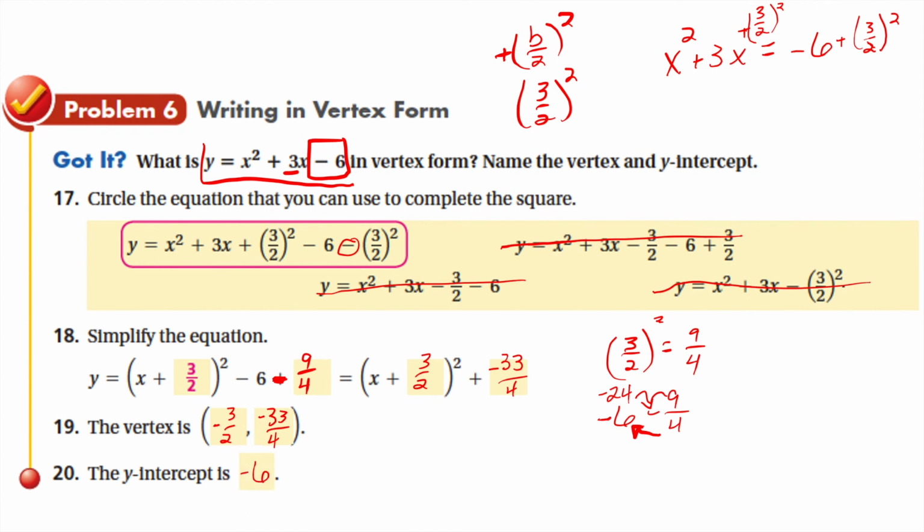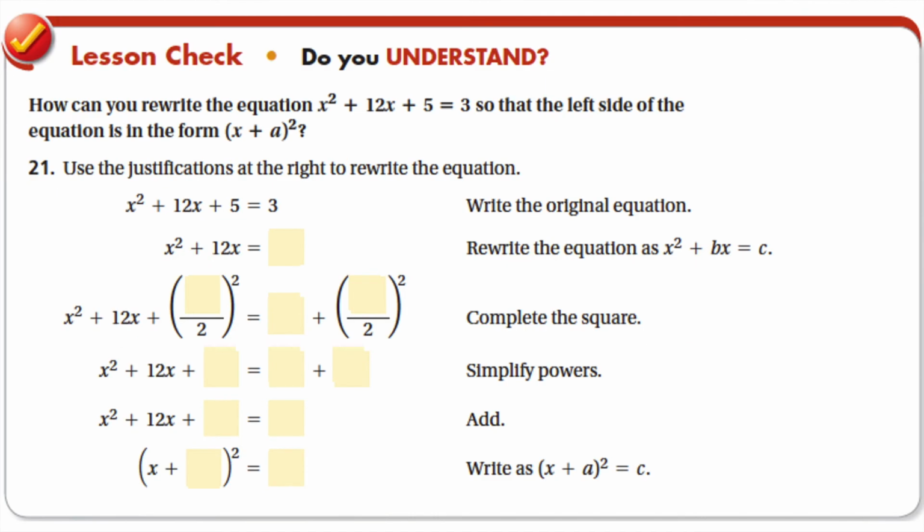Great work. And we finally made it to the lesson check. How can you rewrite the equation x squared plus 12x plus 5 equals 3 so that the left side of the equation is in the form x plus a squared? In other words, we completed the square on the left-hand side. Well, if that was the case, I'm going to subtract the 5 from both sides because I just want the variable, or the x squared and the x, on the left-hand side. I don't want the numbers there. So we're going to get x squared plus 12x equals -2.